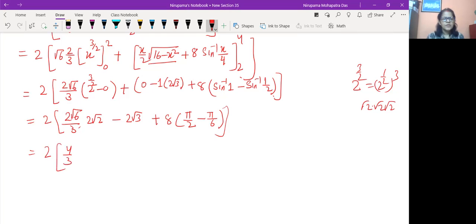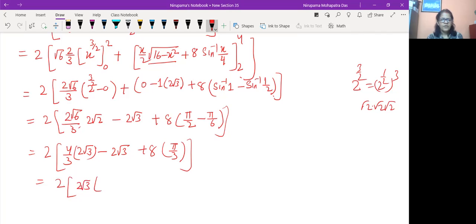Now here root 6 into root 2 is root 12, and root 12 is 2 root 3. Minus 2 root 3, done. Plus 8 into 5 by 2 minus 5 by 6, that is 90 minus 30, 60, so it is 5 by 3. So here you have 4 by 3, 2 root 3 minus 1 into 2 root 3. So twice of, it is 2 root 3, here 4 by 3 minus 1, plus 8 pi by 3.